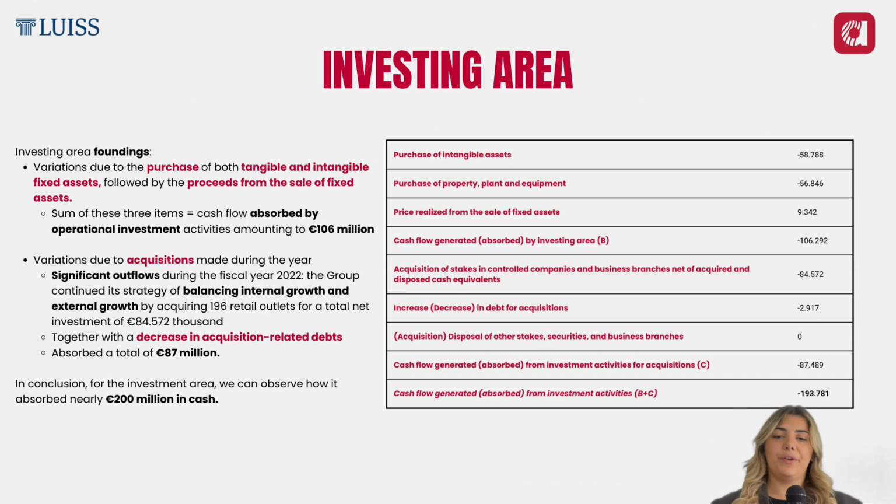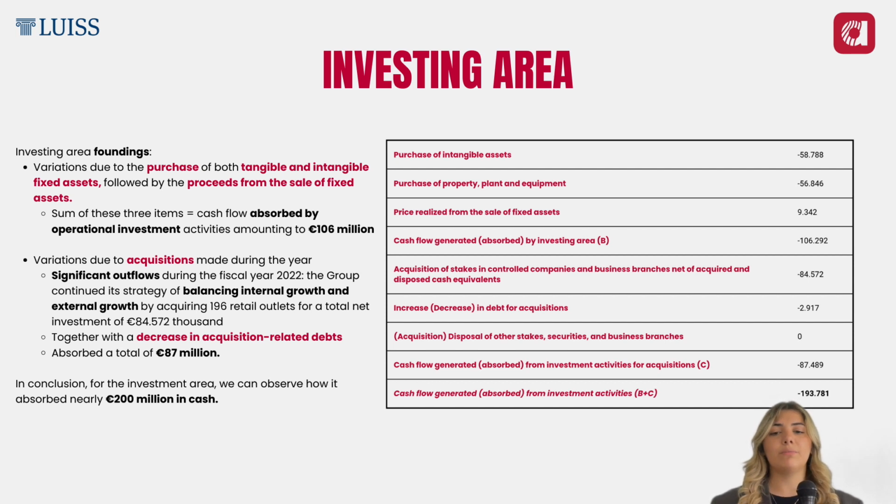In the investing area, we initially find variation due to the purchase of both tangible and intangible fixed assets, followed by the proceeds from sales of fixed assets. The sum of these three items gives us the cash flow absorbed by operational investment activities amounting to 106 million. Subsequently, we analyze the variations due to the acquisitions made during the year.